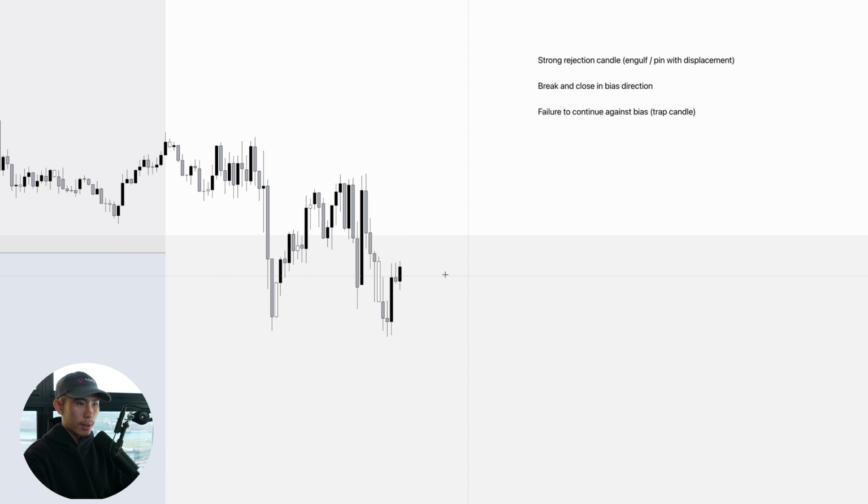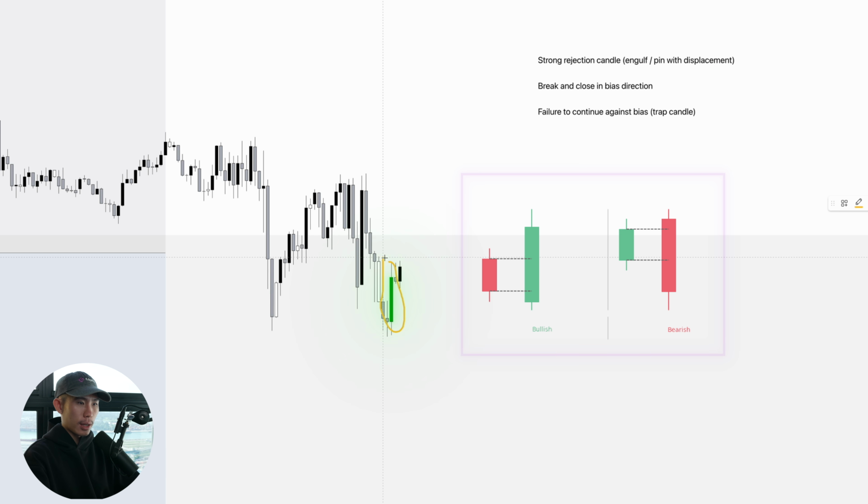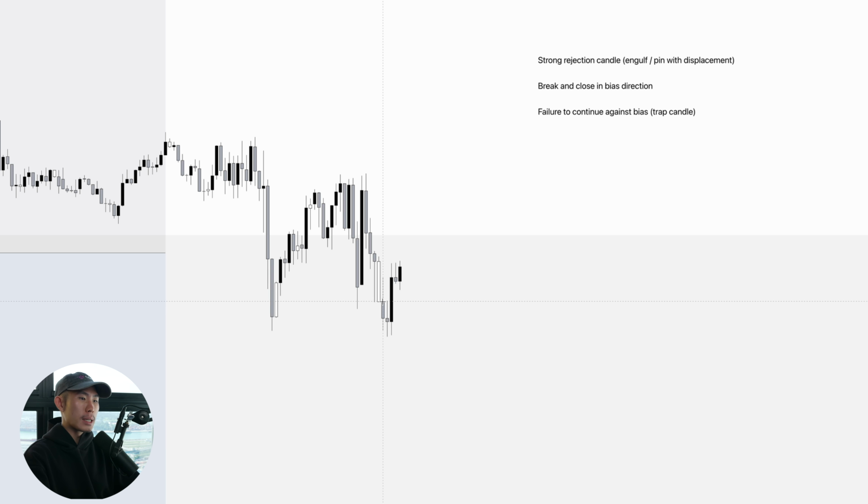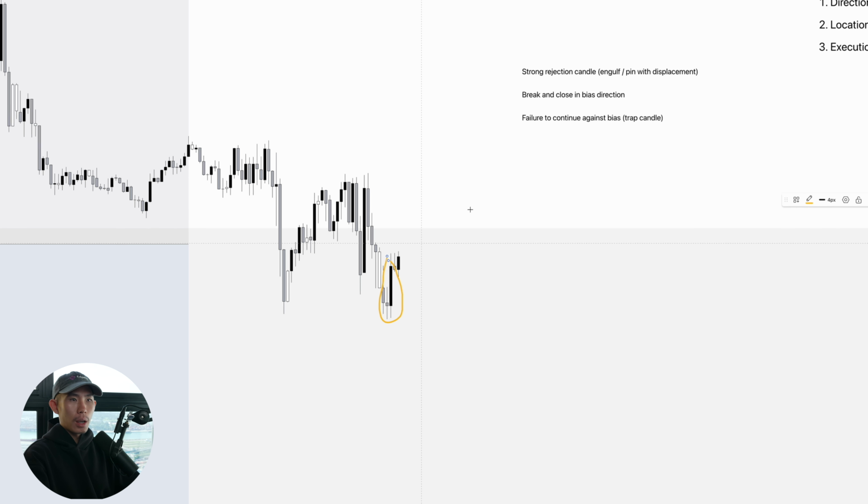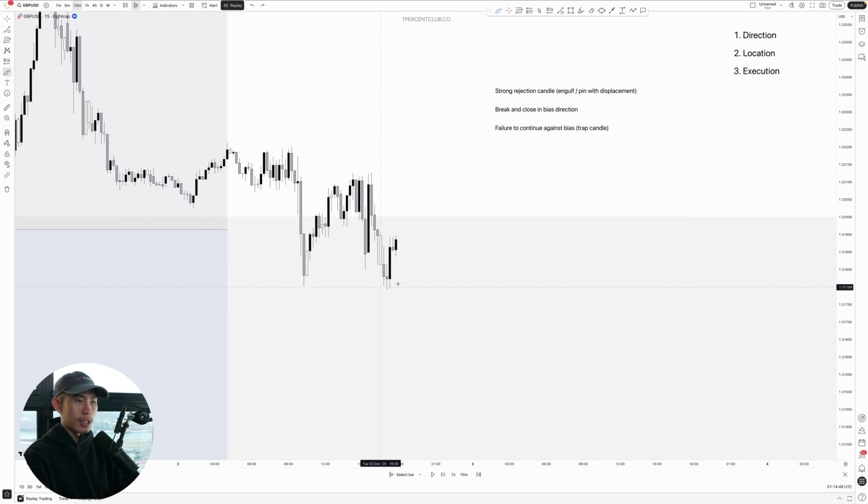So an engulfing candle is something like this, right? Where there's a huge bullish candlestick, much bigger than the previous candlestick, and it's simply engulfing it. And a pin with displacement is something like this as well, where you've got a pin bar candlestick over here, right? It just looks like a pin bar, and then the next candlestick gives you a huge bullish candlestick just like this, which signals to you that there's a lot of bullish momentum in the market itself.